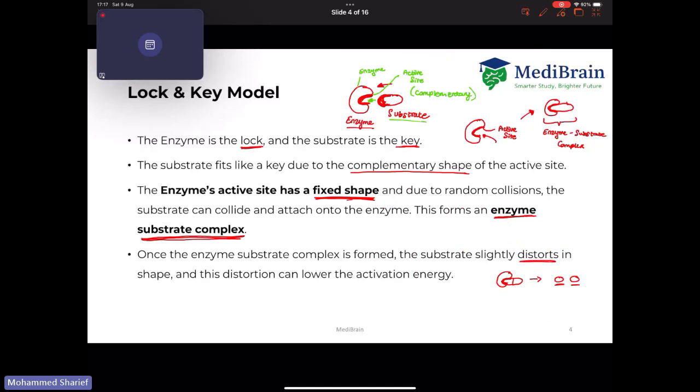It's nothing new. It's exactly the same as GCSE. The enzyme is the lock and the substrate is the key. Think of it that way. The substrate will bind to the enzyme at the complementary active site. The enzyme's active site has a fixed shape. It's not going to change shape. Once the substrate is bound to the active site of the enzyme, that's what you call an enzyme substrate complex. Once it's bound, the enzyme will distort the substrate, and that will cause the substrate to break into its products. That's basically the lock and key model for you.